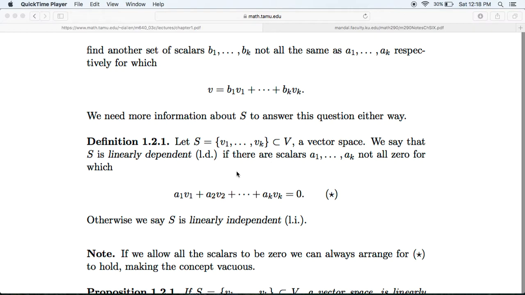For example, suppose I consider the vector space of real numbers, just R. Then any two real numbers are linearly dependent. A set consisting of two real numbers is linearly dependent. That is because if I take any real number x and another real number y, then I can always get scalars a and b such that ax plus by is 0.